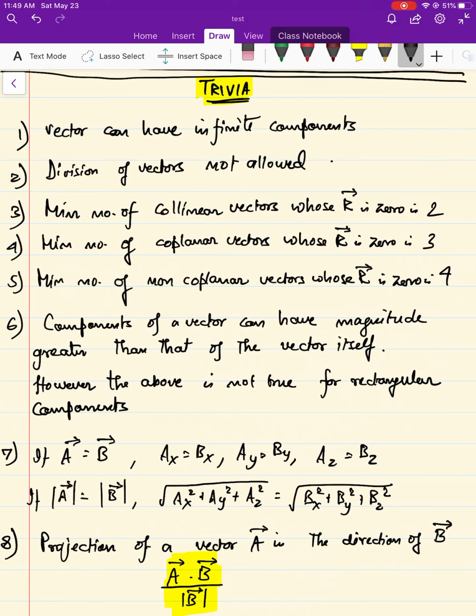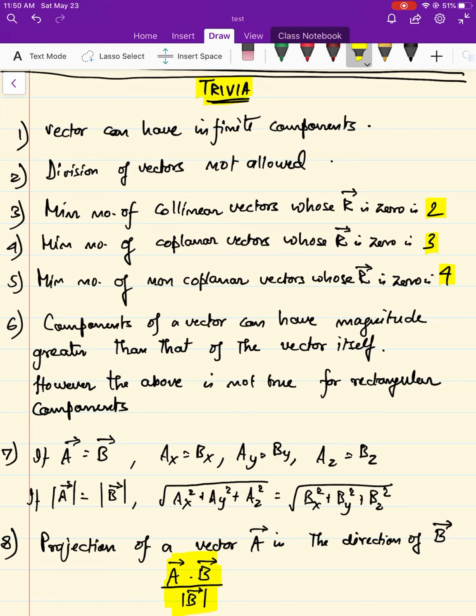Division of vectors is not allowed because here we are talking about division by magnitudes and directions, and that is not allowed in vector algebra. The minimum number of collinear vectors which gives a resultant vector equal to 0 is 2. The minimum number of coplanar vectors whose resultant R is 0 is 3, and the minimum number of non-coplanar vectors whose resultant is 0 is 4.